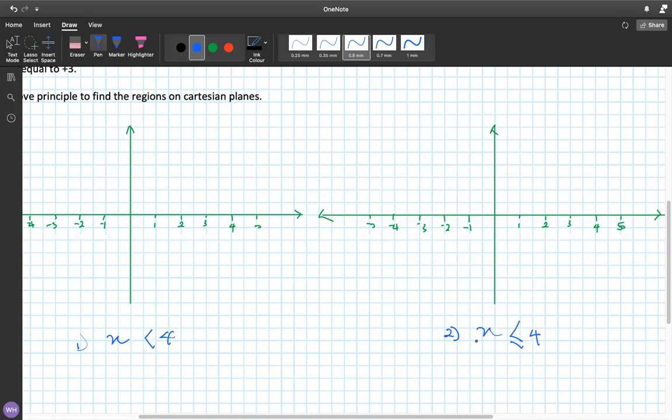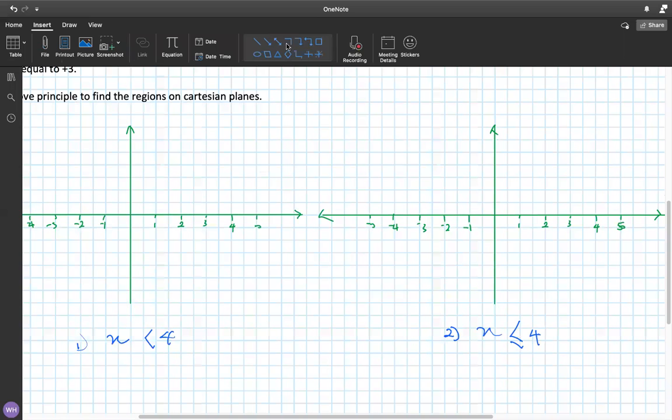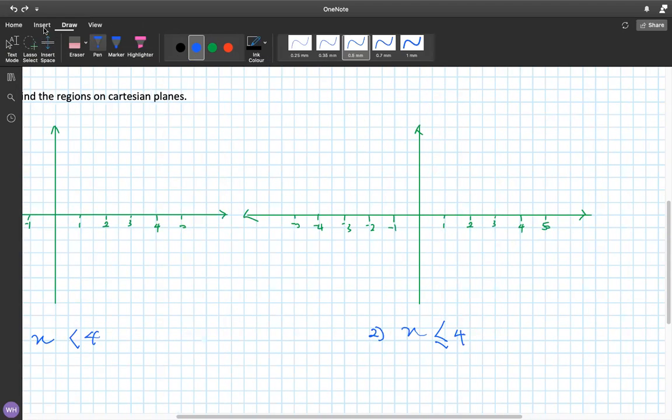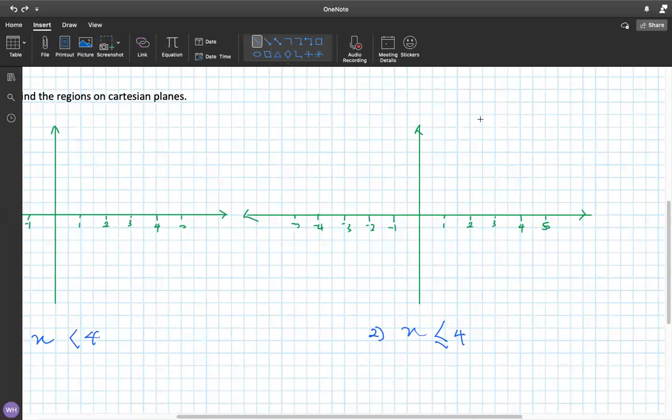Okay, so if you consider the second one first, right? Here in this one, you can draw a line. So you can draw a line, wait.